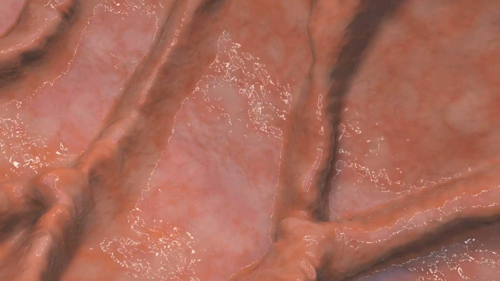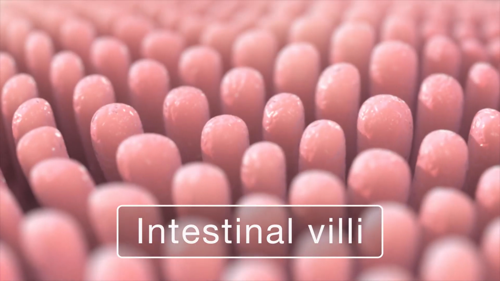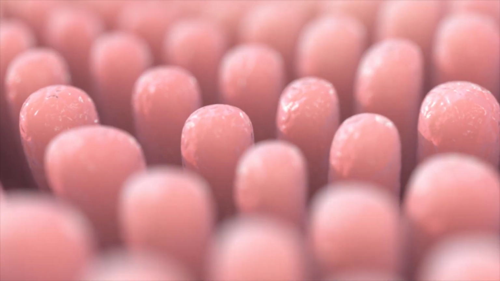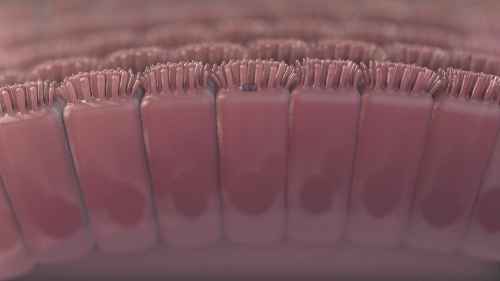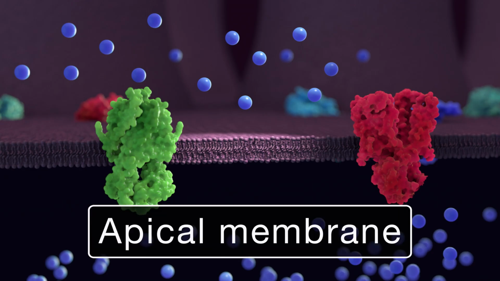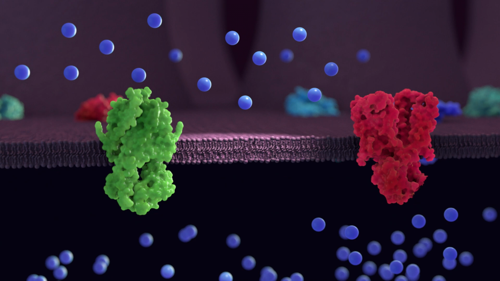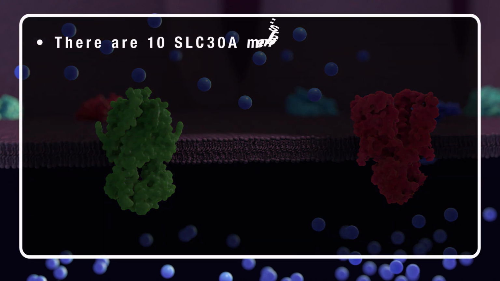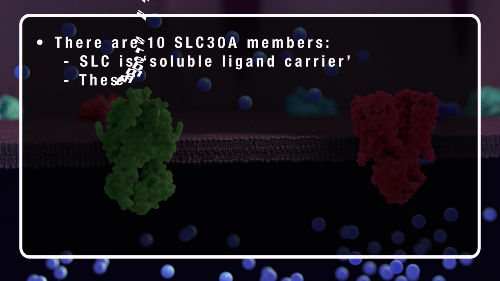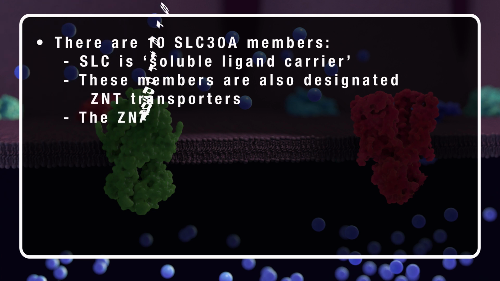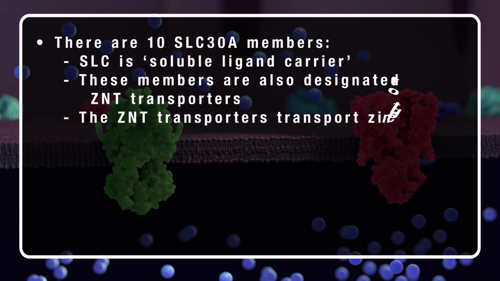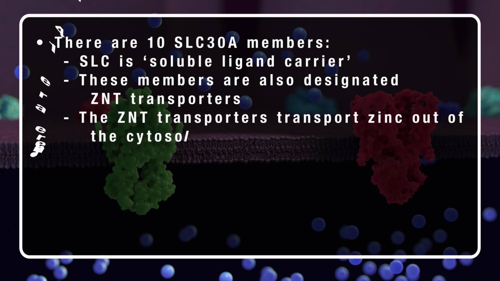Within the enterocyte, two families of zinc transporters, as well as the zinc-binding protein metallothionein, work to control zinc movement across the intestinal epithelium. There are two families of zinc transporters. There are 10 SLC30A members. SLC is an abbreviation for soluble ligand carrier. These members are also designated ZNT transporters. The ZNT transporters transport zinc out of the cytosol.